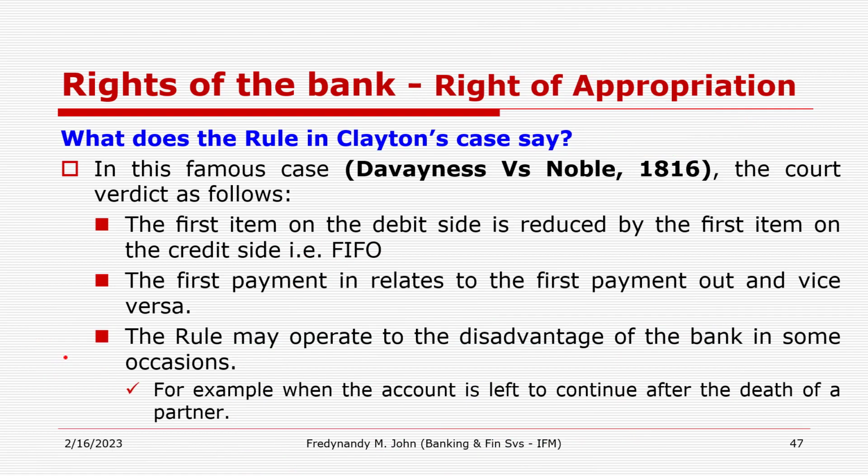The rule may operate to the disadvantage of the bank on some occasions. How? When an account is left to continue after the death of a partner. If the account is left to continue after the passing of one of the account holders, then the rule in Clayton's case will operate to your disadvantage. So sometimes we ask you questions: how are you supposed to prevent this rule from acting against you? What you have to do is close the account.